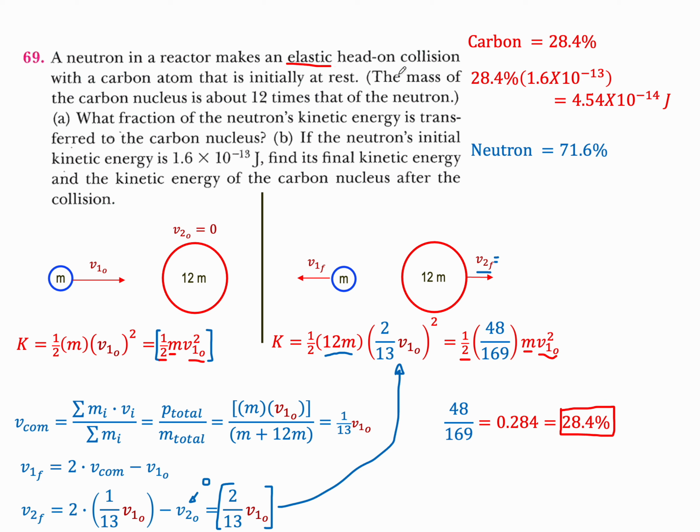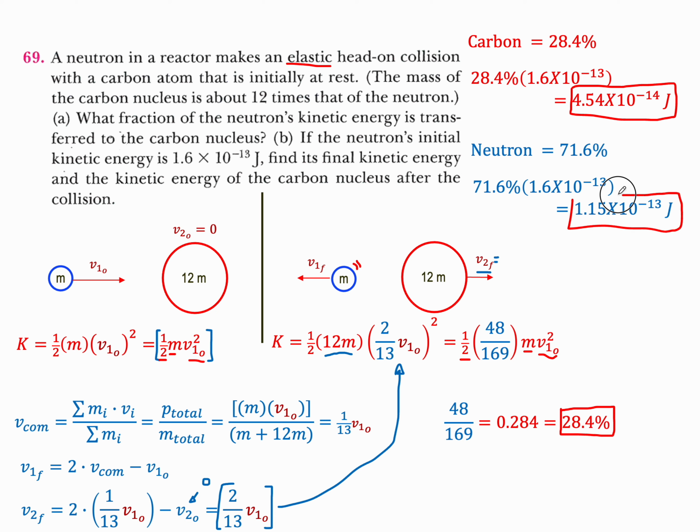So here is the final energy of the carbon nucleus in this case, and this is the final energy of the neutron. You might say, whoa, wait a second. It looks like the carbon nucleus got more energy than the neutron. Yeah, look at the powers though real quick. This is 11.5 times 10 to the minus 14th compared to 4.5 times 10 to the minus 14th. Yeah, it is a little different. Yeah, it's a red level problem. It is a little more challenging, especially with all the variables. If they had simply given us numbers, this would have been much more tolerable.